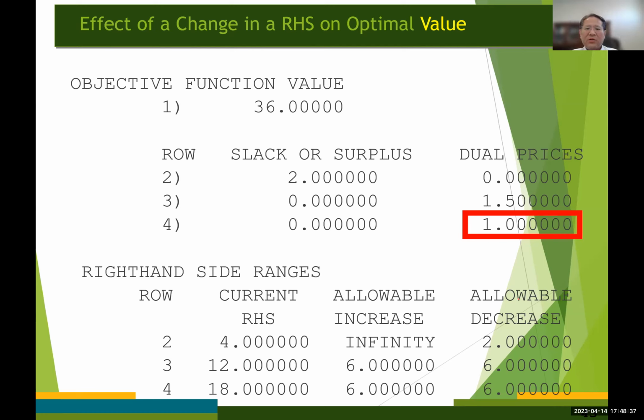So the objective function value becomes 36 plus 1 times 1. So the first one is the increased amount, right? And the second value of 1 is the dual price. Okay? So it's going to be 37. That's going to be the new objective function value. Okay?